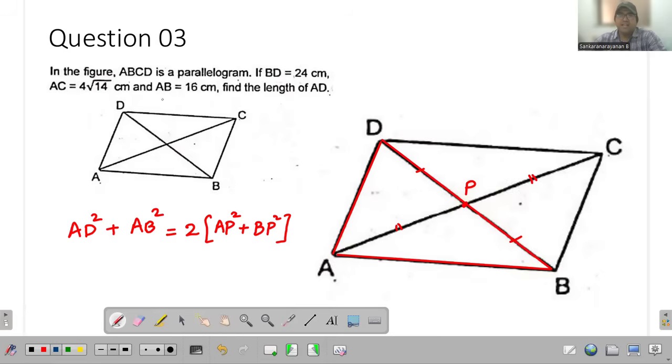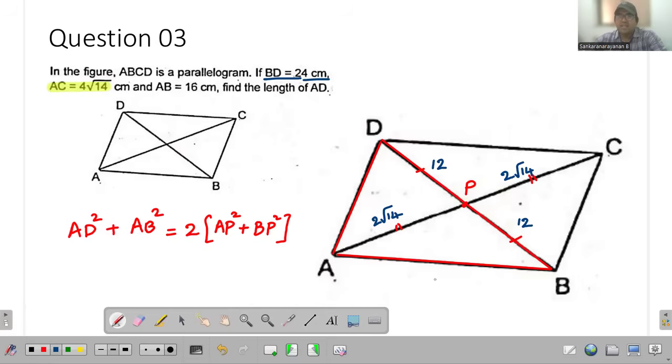Now let us convert the values that are given here. It is given BD is equal to 24 centimeters. Please observe, if BD is 24, then DP has to be 12 and PB has to be 12, halfway through; 12 plus 12 is 24. It is given AC is equal to 4 root 14, so the full length AC is 4 root 14. So what has to be AP? Half of 4 root 14, that is 2 root 14. In the same way, PC has to be 2 root 14, right? So I got those values there.